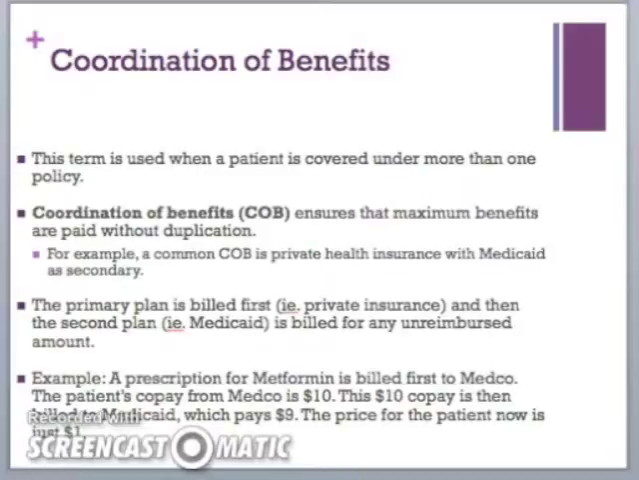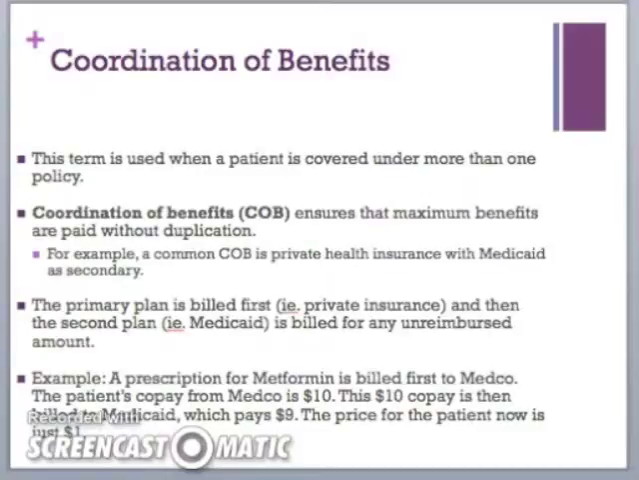Here's an example of a common coordination of benefits scenario. A patient's metformin prescription is first billed to their private insurance, in this case the pharmacy benefit manager, Medco, which returns the claim with a $10 copay since it is a Tier 1 generic drug. Then the claim is submitted to the patient's Medicaid. This $10 copay is then reduced by Medicaid so that the patient only pays $1 for their prescription.